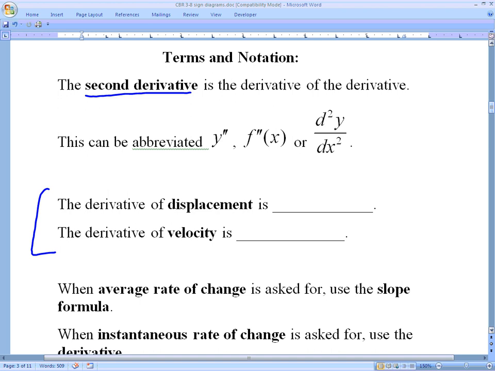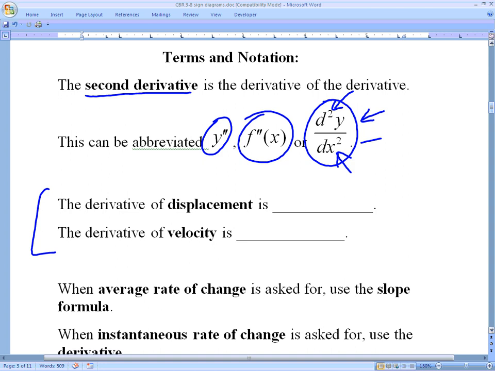We abbreviate second derivative as y double prime, or f double prime of x, or d squared y over dx squared. What does that mean? That means it's the second derivative of y in terms of x. Once again, these things help you with your label. And so what do we have as far as our label goes? You take the y and you put it over whatever the x was squared.